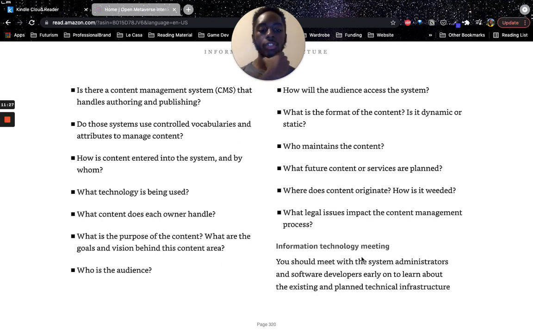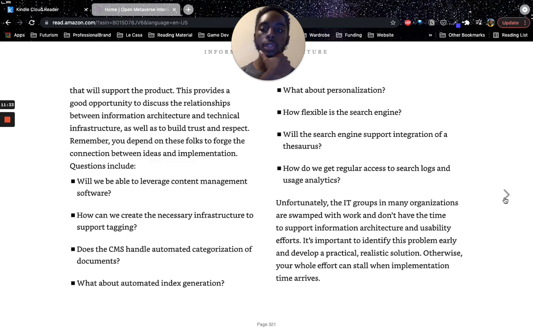Information technology meeting. You should meet with the system administrators and software developers early on to learn about the existing and planned technical infrastructure that will support the product. This provides a good opportunity to discuss the relationships between information architecture and technical infrastructure, as well as to build trust and respect. Remember, you depend on these folks to forge a connection between ideas and implementation.